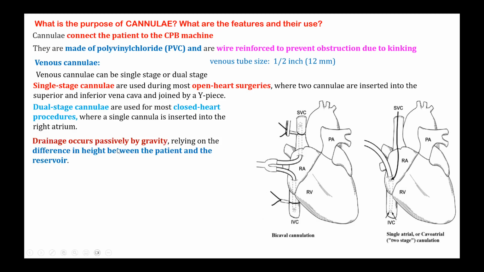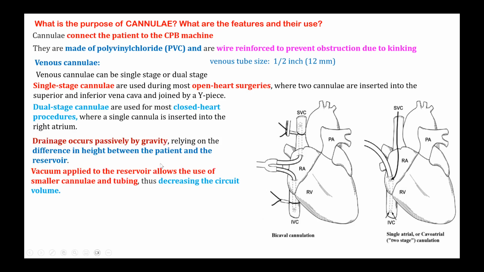And the drainage occurs passively by gravity, relying on the difference between the height of the patient on the table and the reservoir. Sometimes you can apply vacuum to the reservoir and allow the use of smaller cannula and tubing, decreasing the circuit volume. So instead of half an inch, you can use a smaller diameter tube.